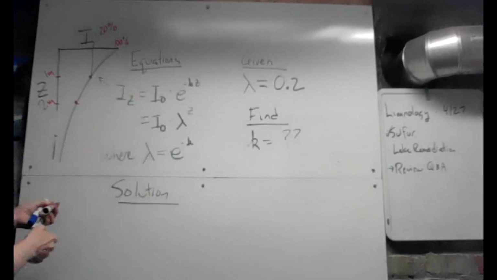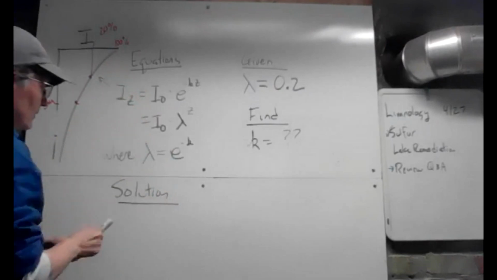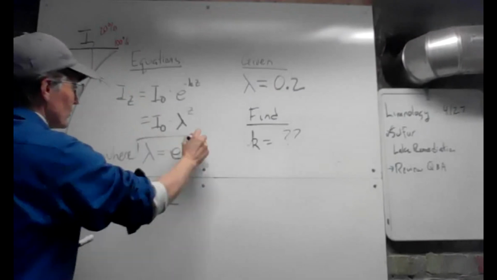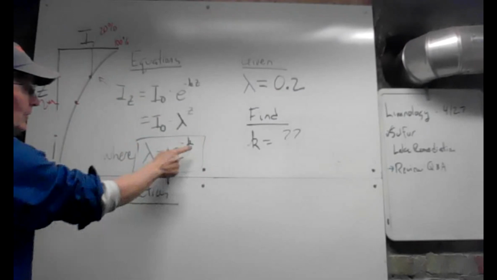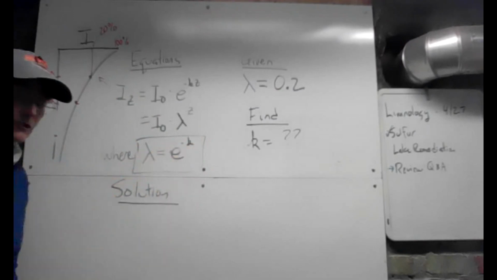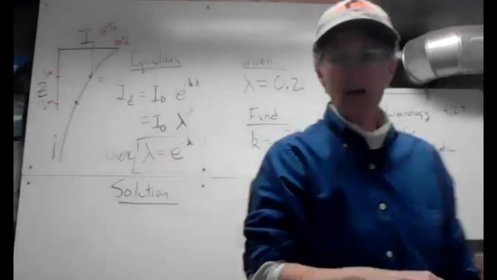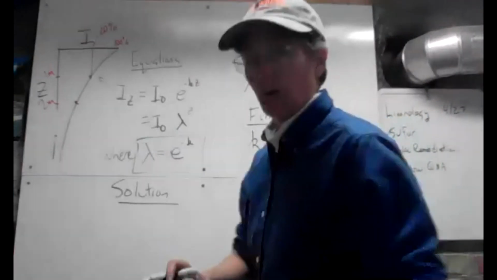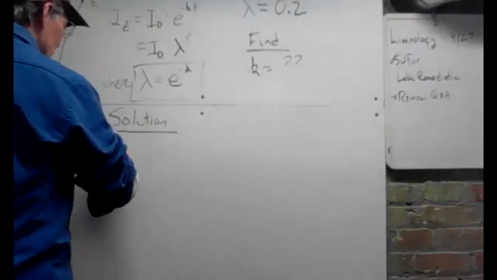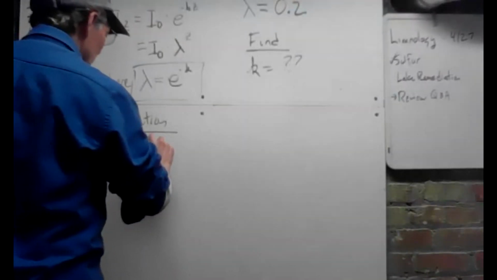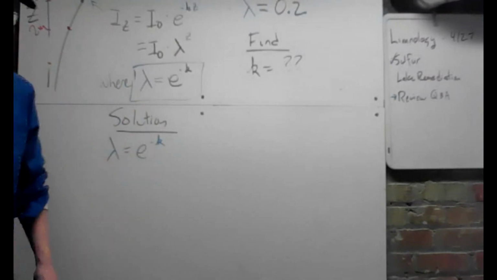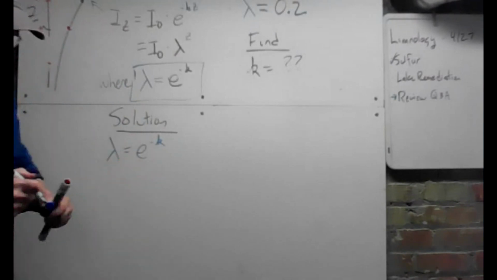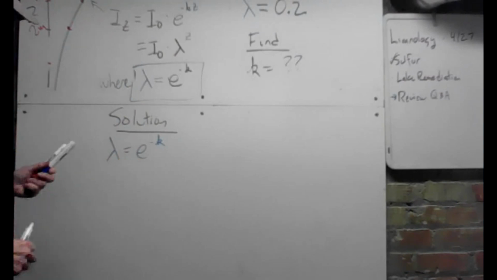Well, of these equations, this is the one that's going to do it for us, right? We're given lambda, we're trying to find k, and here's an equation that's got nothing else in it except constants. So I'm just going to take that equation, lambda equals e to the negative k, and solve it for k. Well, e is the base of the natural logarithms.